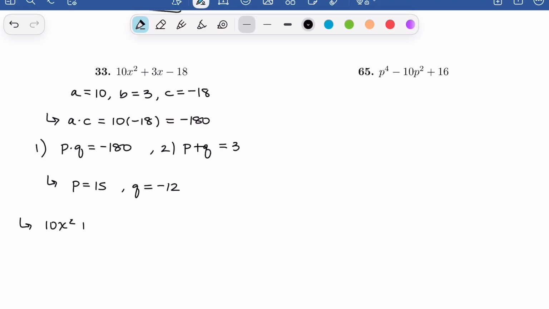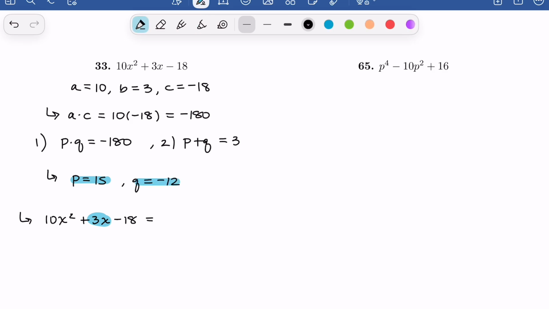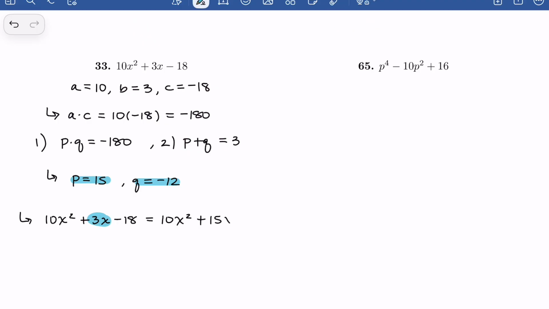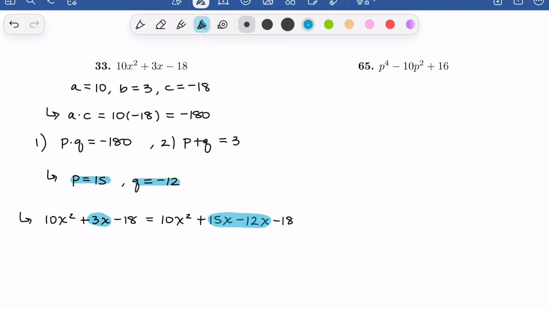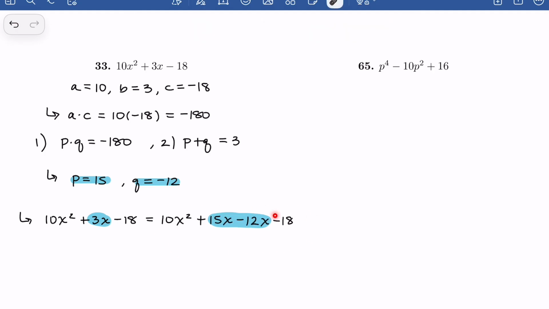We have 10x squared plus 3x minus 18. Now what we want to do is split up this middle term into two different terms using our values for P and Q. So we're still going to have 10x squared, but instead of 3x, I'm going to write this as 15x minus 12x, and then we still have this minus 18 here. Now we know that this is true because 15x minus 12x does give us 3x. So we haven't changed this expression here. We're just rewriting it in this way so that we end up with a polynomial with 4 expressions so that we can again factor it by grouping.